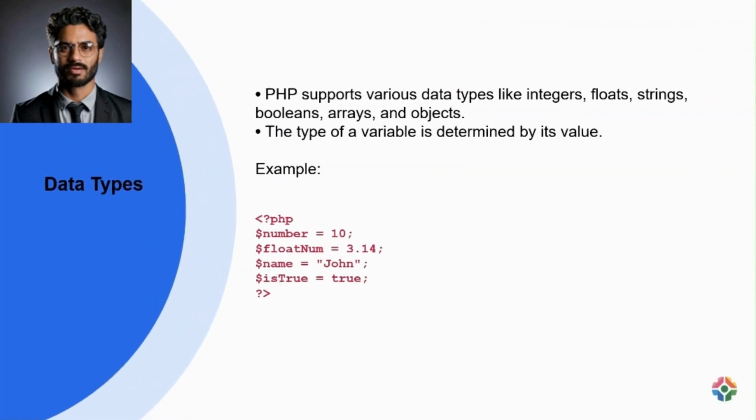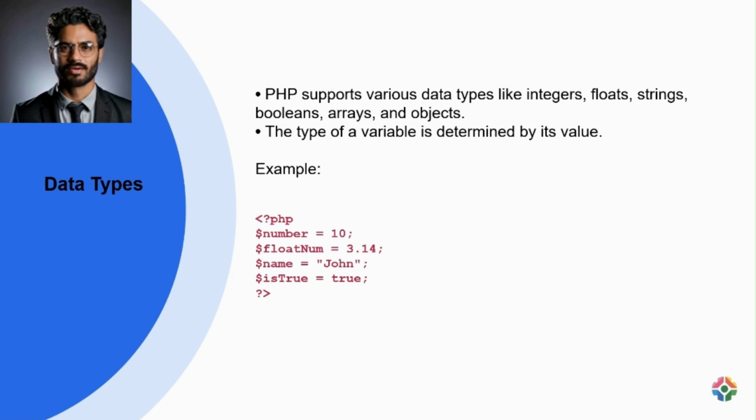In PHP, data types include integers, whole numbers; floats, decimal numbers; strings, sequences of characters; booleans, true or false values; arrays, collections of data; and objects, instances of classes. The type of a variable in PHP is inferred from its assigned value.